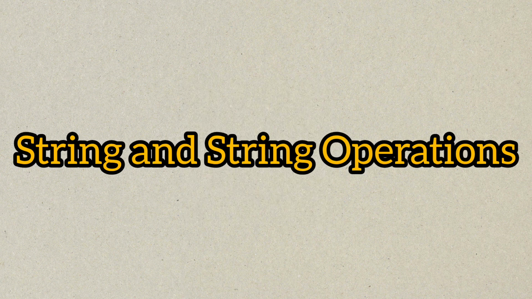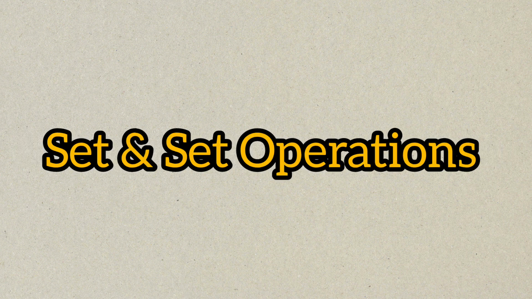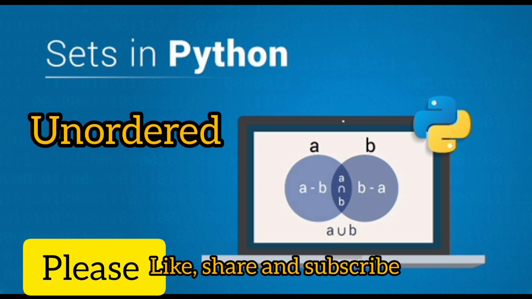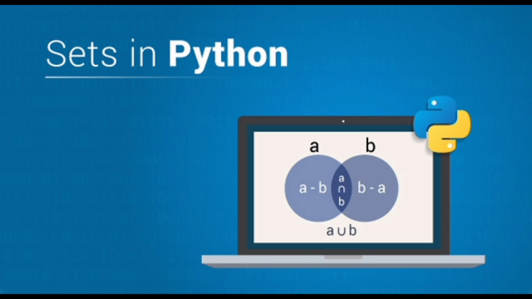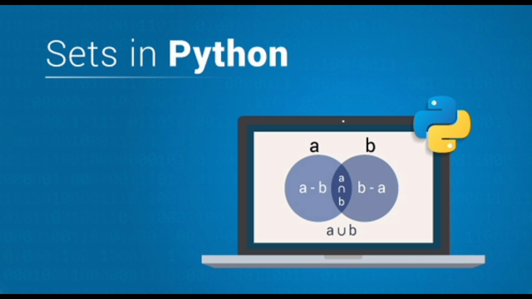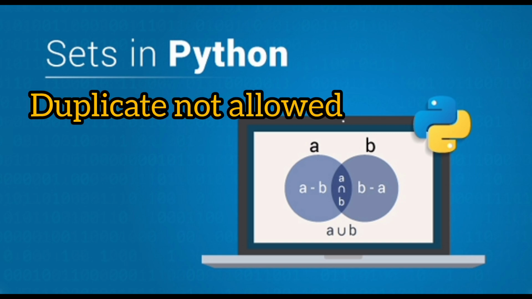In the previous lecture, we discussed string and its related operations. Today we will see set and its operations. So let's get started. Set is a collection of elements which is unordered. That is, set items can appear in a different order and cannot be referred by index. Next, set items are unchangeable. That is, once a set is created, you cannot change its items, but you can remove items and add new items to it. Next, sets do not allow duplicate elements.